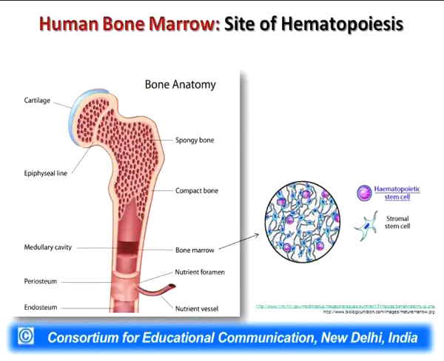Now let's take a closer look at how exactly a human bone looks. If we take a bone anatomy that has been sliced up, we see that there is a medullary cavity, and inside that medullary cavity there is bone marrow. In this bone marrow there are certain cells called hematopoietic stem cells. As the process is called hematopoiesis, the stem cells are also called hematopoietic stem cells. Along with these stem cells, there are stromal stem cells which provide the appropriate microenvironment and nutrition for the growth and development of these hematopoietic stem cells.